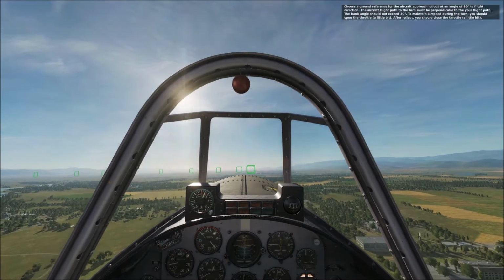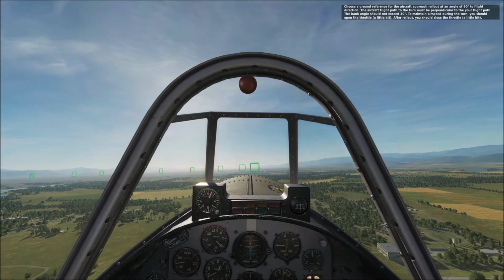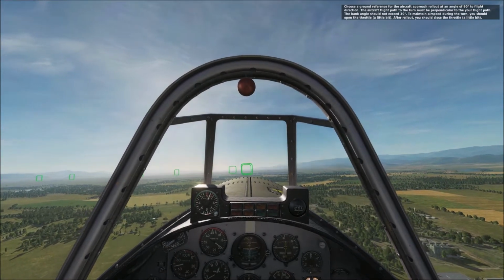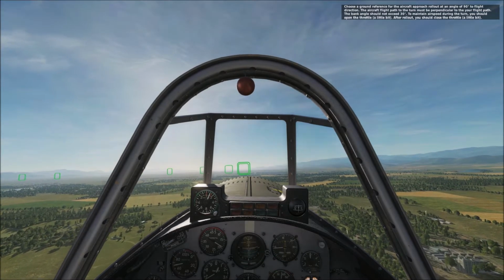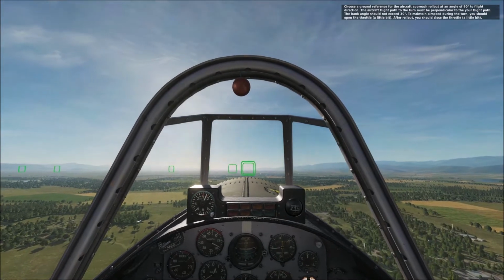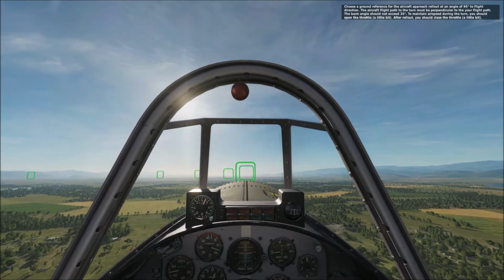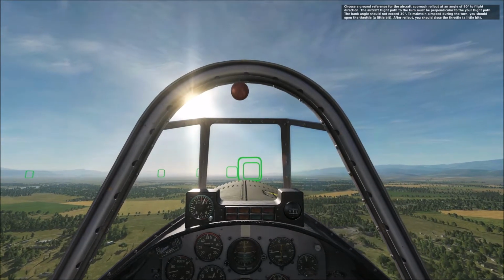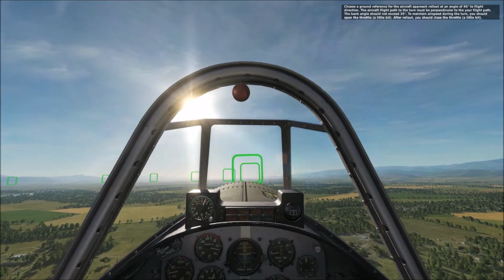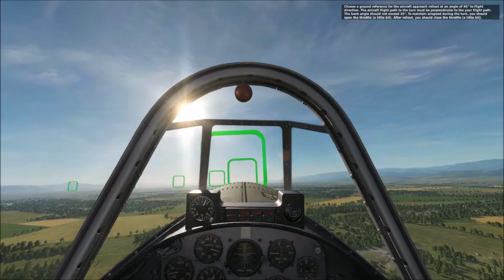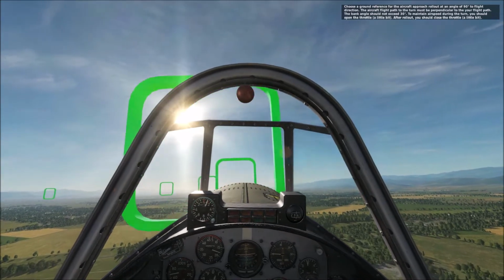Choose a ground reference for the aircraft approach rollout at an angle of 90 degrees to flight direction. The aircraft flight path to the turn must be perpendicular to your flight path. The bank angle should not exceed 30 degrees. To maintain airspeed during the turn, you should open the throttle a little bit. After rollout, you should close the throttle.